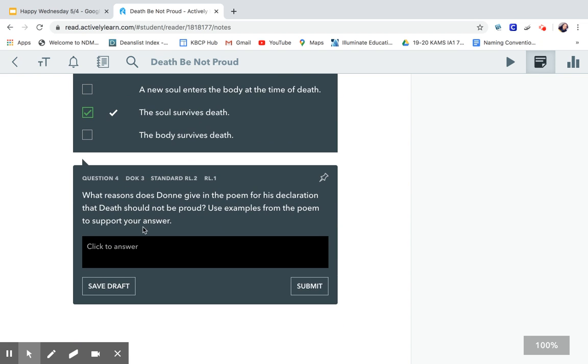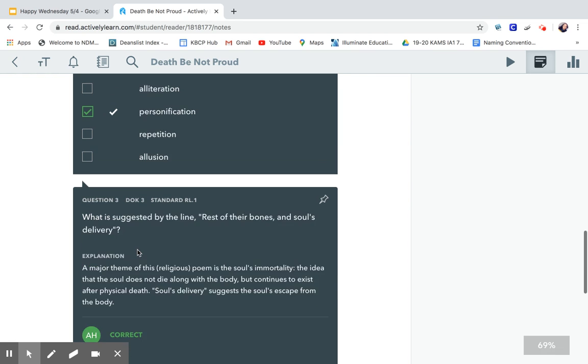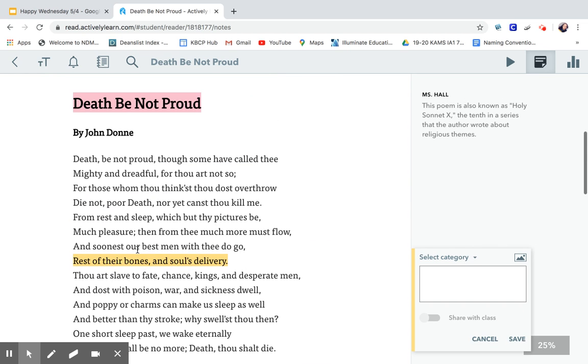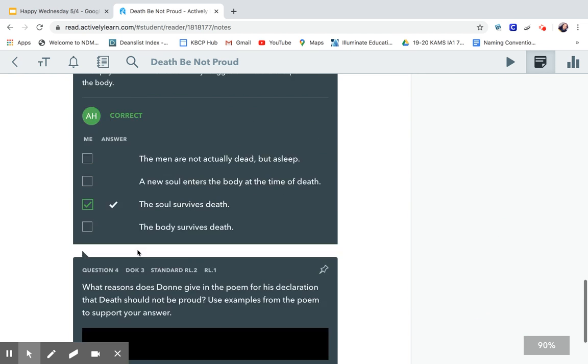All right, here is the last question. What reason does Donne give in the poem for his declaration that death should not be proud? Use examples from the poem. When you get to this answer, I want you to answer this question on your own, because I want to go back and see the actual evidence that you gave me to answer this question. Okay.